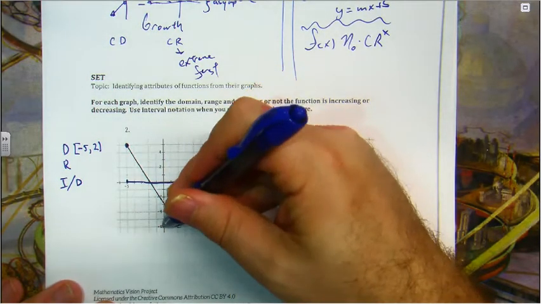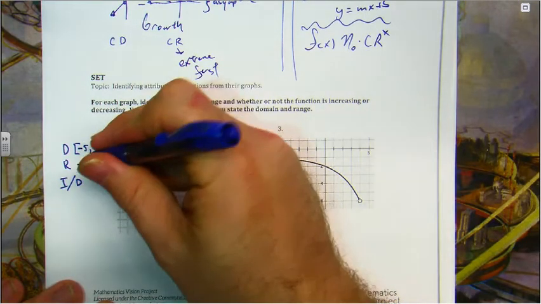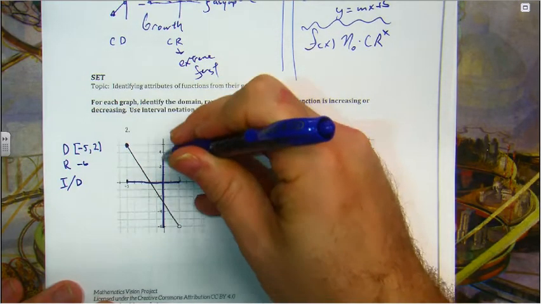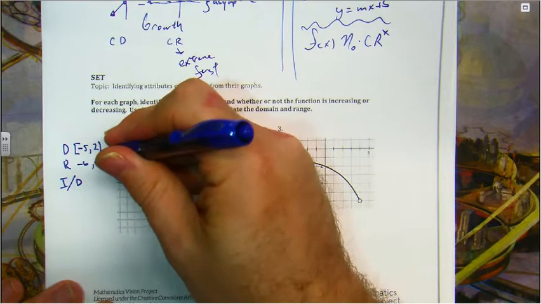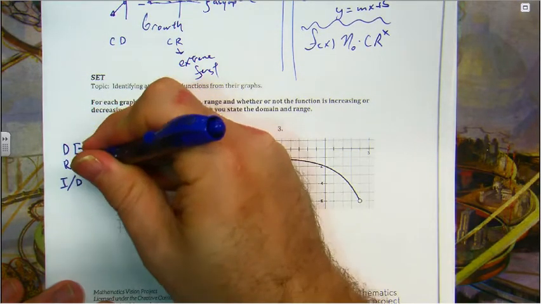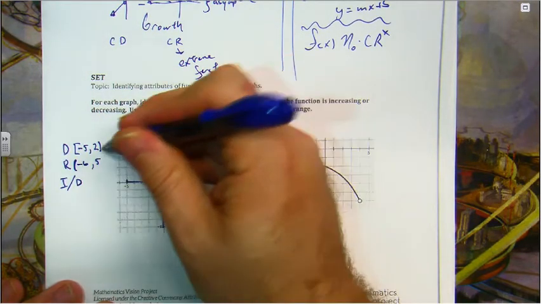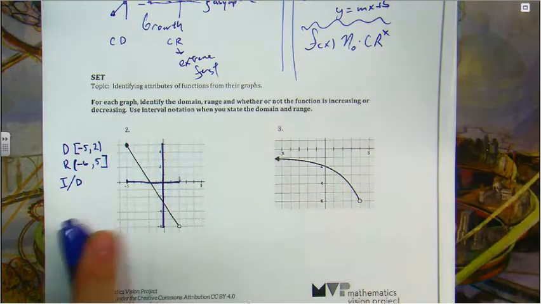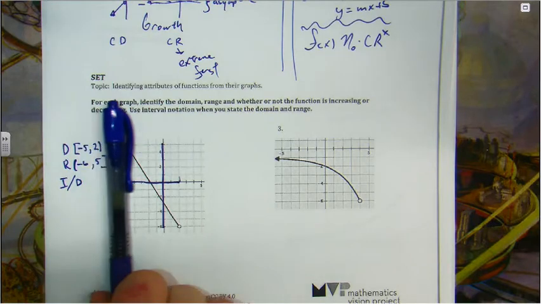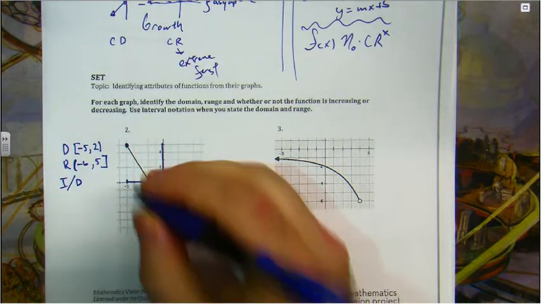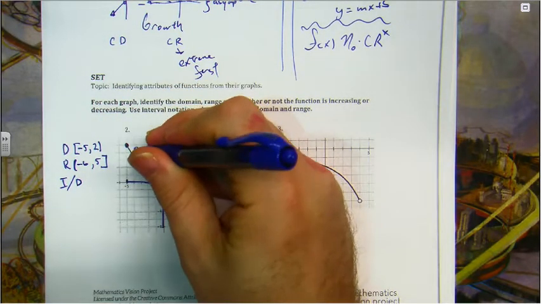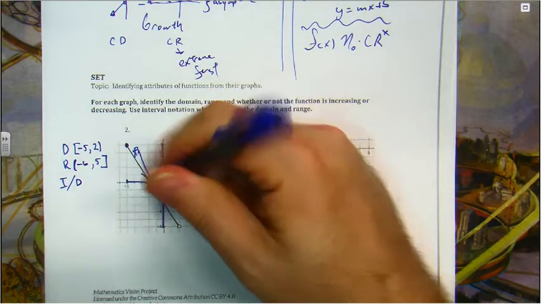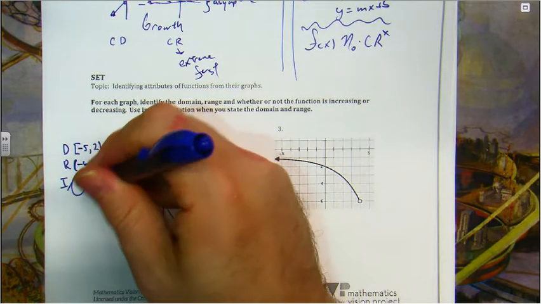Our range is our y, so our lowest value is -6, and it goes all the way up to 5. -6 is the open circle, so it'll be a parentheses, and 5 is a solid circle, so we'll do it like that. And then whether it's increasing or decreasing, as we move left to right, we see that it goes down. If this were a Super Mario Brothers character, we'd see he'd slide down, so we know that it's decreasing.